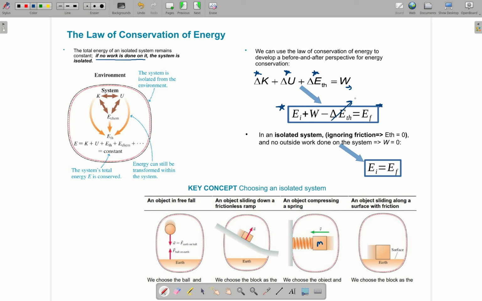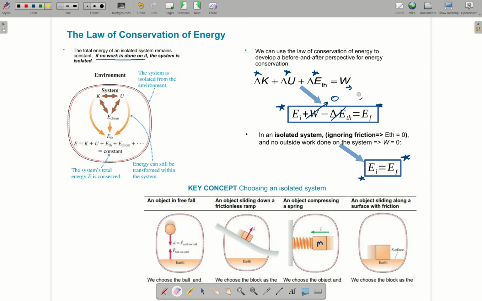If there's no change in thermal energy, so there's no friction, and there's no work done on the system, we can write down initial energy is equal to final energy. This is really what conservation of energy is. So this is what we mean by isolated system. There's no friction on the system, and no work done on the system, which gives us initial energy is equal to final energy. If there's friction, we'll look at the work done by friction, which will be applied as thermal energy.